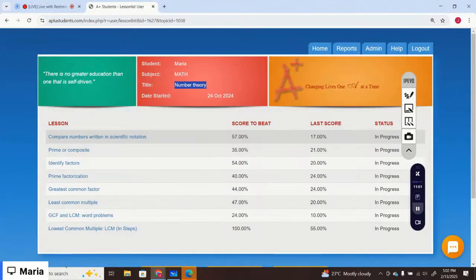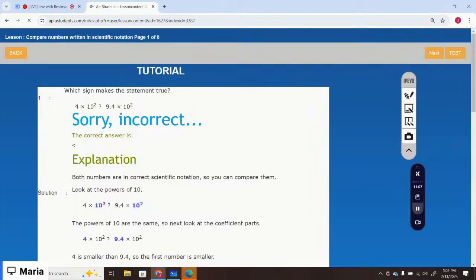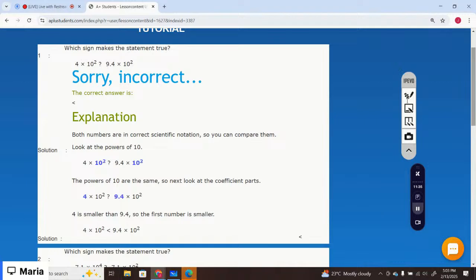Here I'm on grade 6 math. Let's just start the first lesson, that is compare numbers written in scientific notation. Which sign makes the statement true? 4 times 10 exponent 2, 9.4 times 10 exponent 2. The first thing you have to compare is their exponents. First thing, both the numbers are written in scientific notation.